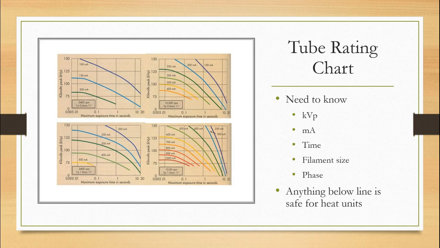So if I have kVp, and say I'm on a 3,400 RPM tube. Here's a 10,000 RPM tube. Both of these are 3,400. Both of these are 10,000. We have an 11-degree angle on our tube. We're single phase at 0.6 millimeters. This is a 1.0 millimeter filament. So you have to look and say, okay, what tube do I have? This is a 3,400. This is a 10,000 RPM. Okay, so it's a 3,400. I'm going at single phase, and I have small focal spot versus large focal spot. And then if you have different angle tubes.